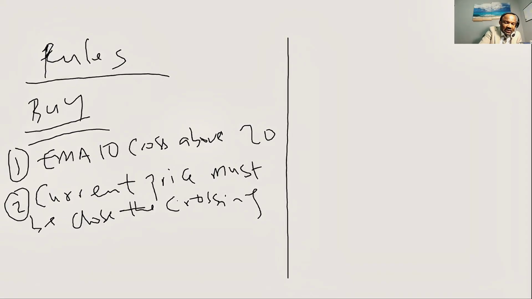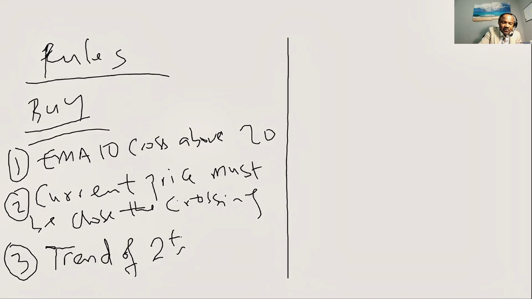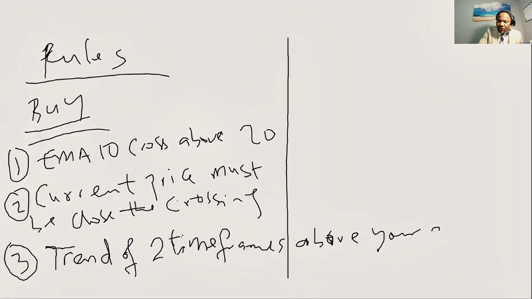Now, the third thing that I added in that strategy is what I call the filter chart. So check the trend of 2 time frames. Check the trend of 2 time frames above your desired chart.